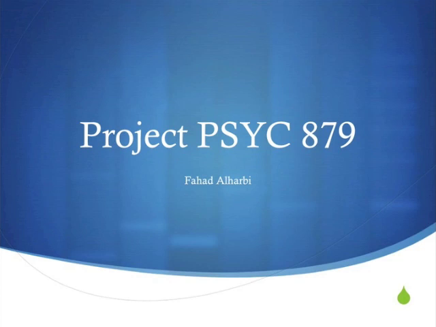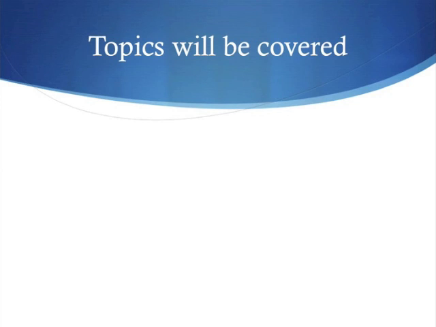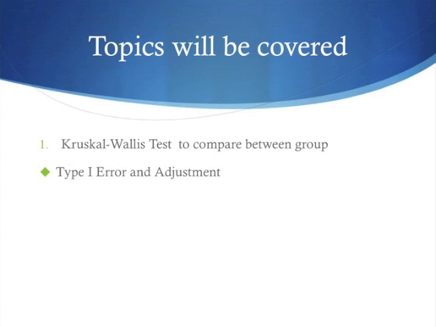Today I'm gonna present some examples in my field, curriculum and teaching, where I can use some non-parametric methods to find results for my data. So I will use two types of tests. The first test is Kruskal-Wallis, to test if there are any differences between groups, and also we might have type 1 error, and we need adjustment to control that type 1 error.